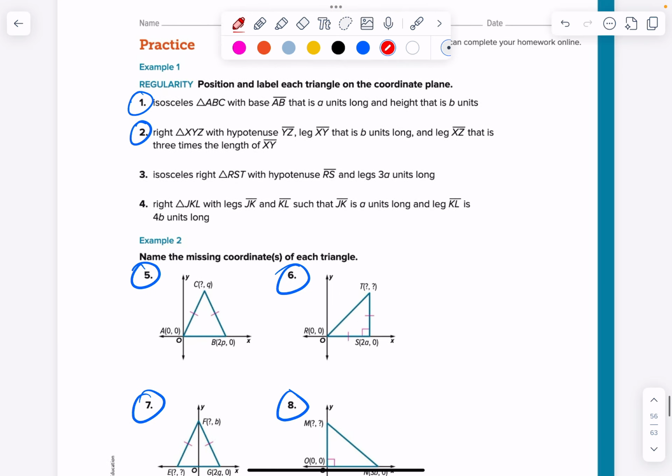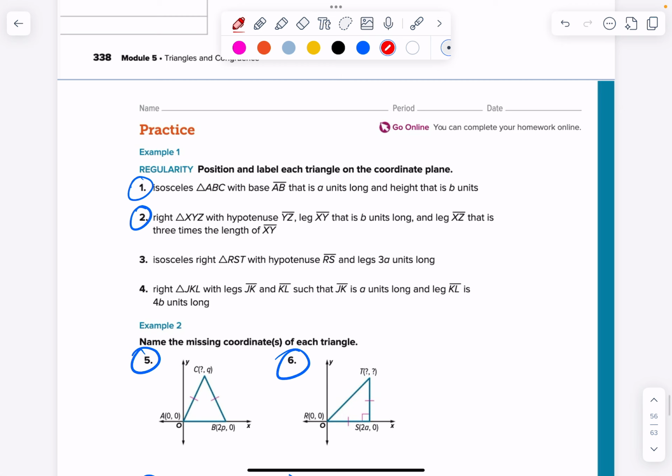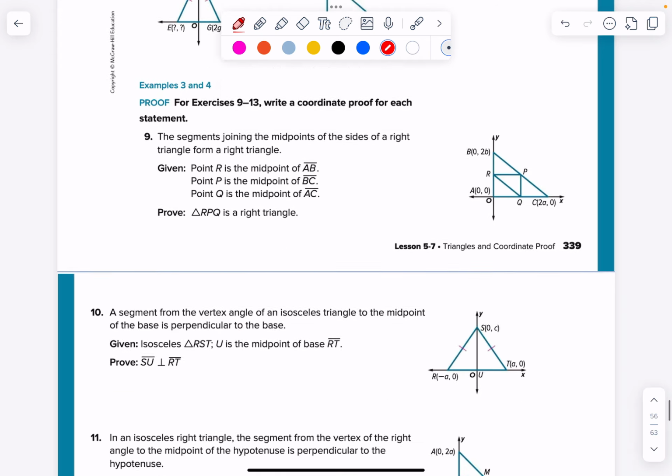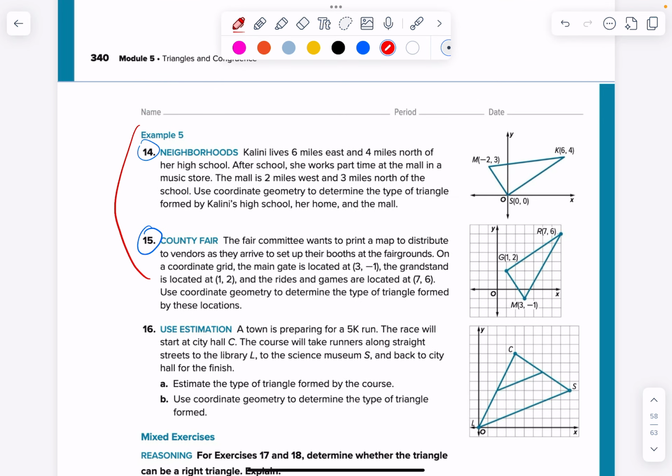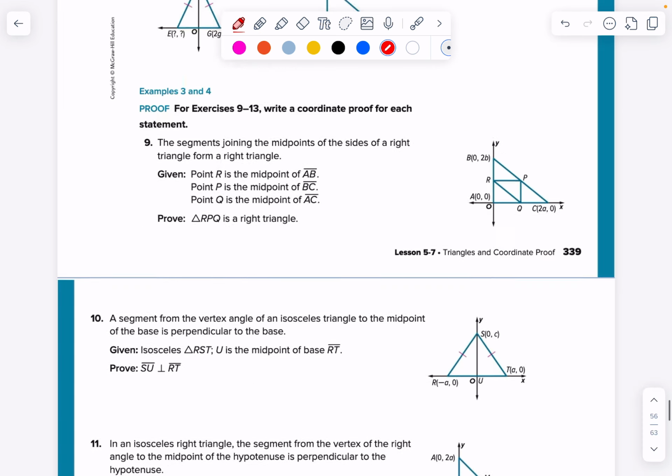Homework assignment. Here you go. Oh, I didn't write this down. Page 339, 1 and 2 and 5 through 8, all, and also 14 and 15. 14 and 15 are going to be like the ones that we just did where you're doing coordinates and you're trying to figure out and classify the triangle. There you go. So 14, 15.